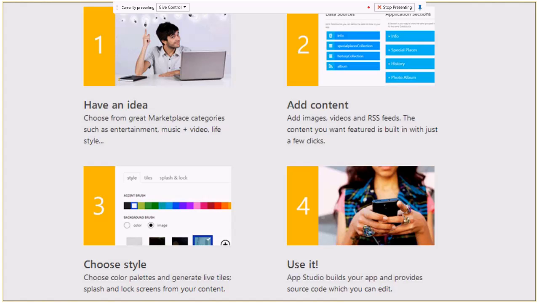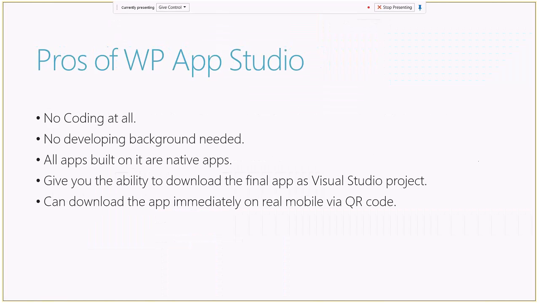This is an outline of the steps it takes for you to get your app to the store. First, when you have an idea, you make it possible by adding content to it. After you finish adding content, you can choose the style, how you want your app to look and feel, how you want it to display on the start screen, and what you want your splash screen and your lock screen to look like. After you set all of these, you can quickly use it by either scanning the QR code, publishing it to the store, or sharing it by email. It's as simple as it sounds.